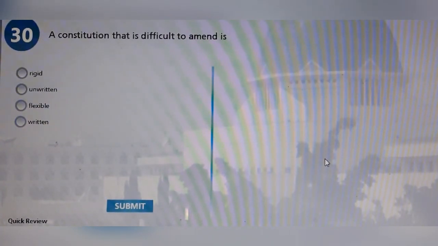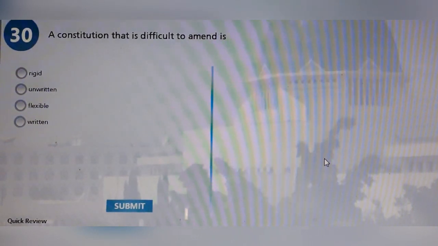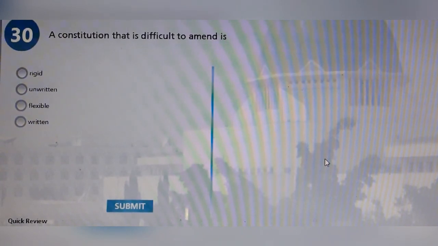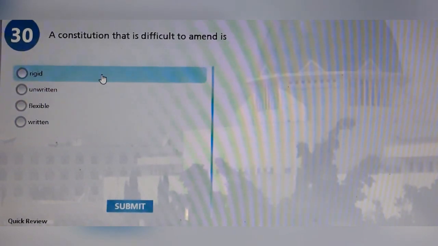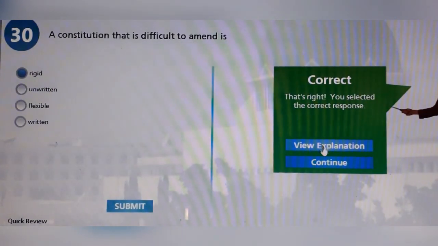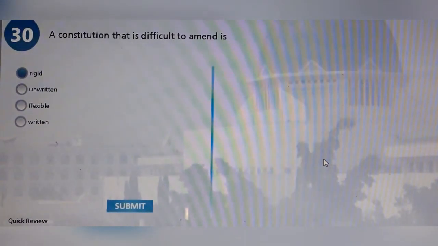Number 30 says, a constitution that is difficult to amend is A. rigid, B. unwritten, C. flexible, and D. written. Of course, we know when the constitution is difficult to amend, that is a rigid constitution. So our correct answer is option A, rigid.